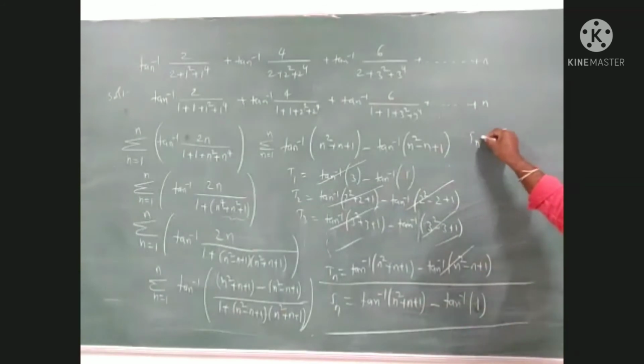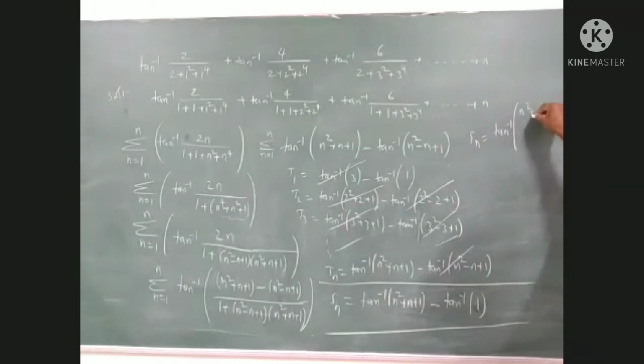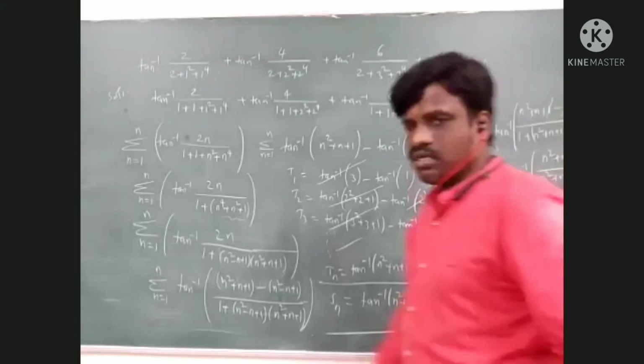If you still have one more option, then you can write as tan inverse of n square plus n plus 1 minus 1 upon 1 plus n square plus n plus 1 into 1, correct? So plus 1 minus 1 cancel. Sn is equal to tan inverse of n square plus n upon n square plus n plus 2 is the answer. Did you understand it?